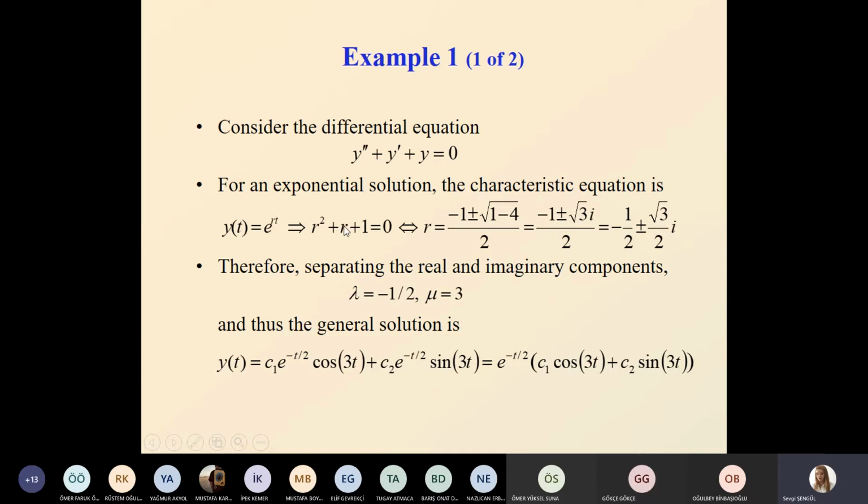And minus b, which is the coefficient of r, plus or minus the square root of b squared minus 4ac, 4 times 1 times 1, over 2a. So if you do that, you will see these are going to be the roots, and this is your lambda, this is your mu. Then this is going to come as the power of the exponential, just as we showed in here, e to the minus t over 2. And this will come as inside the cosine and sine, 3t. So this is the general solution.